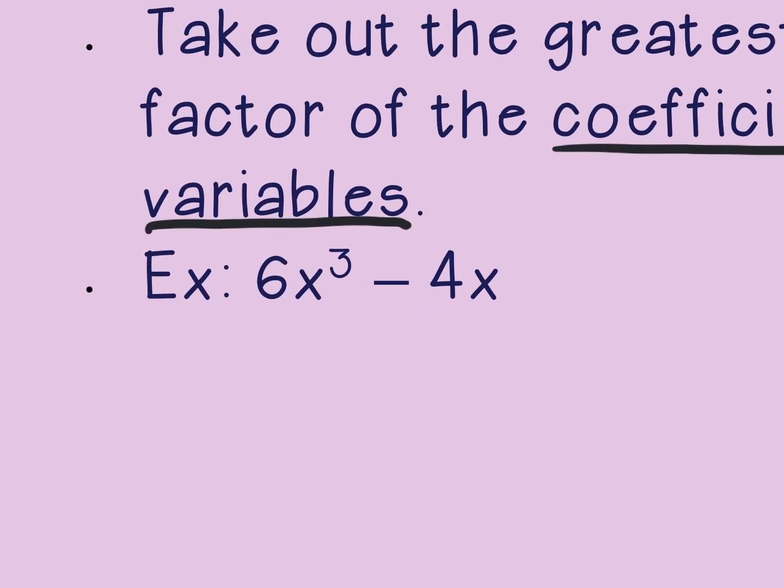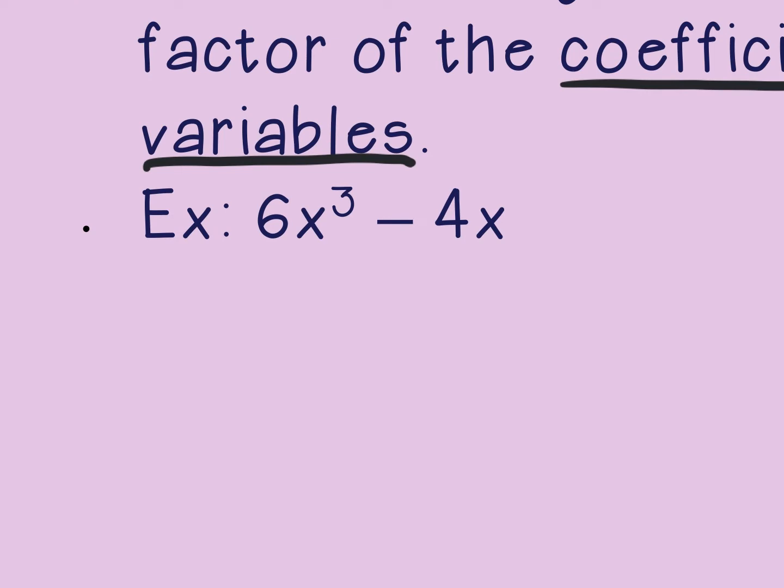So I look at my terms here, and I need to think, what goes into both of them? Just looking at the coefficients, is there anything I can divide into both 6 and 4? 2. So I'm going to take out a 2. I'm dividing them by 2. Whatever I take out is going to go on the outside. And then looking at my variables, the first one I have 3 x's. The second term I have 1 x.